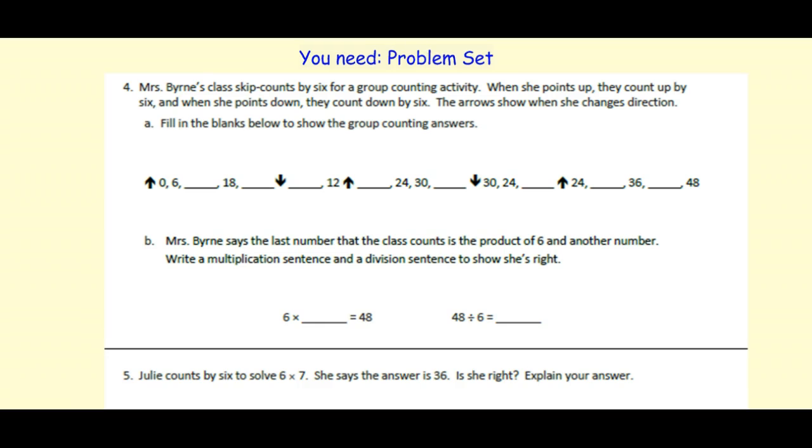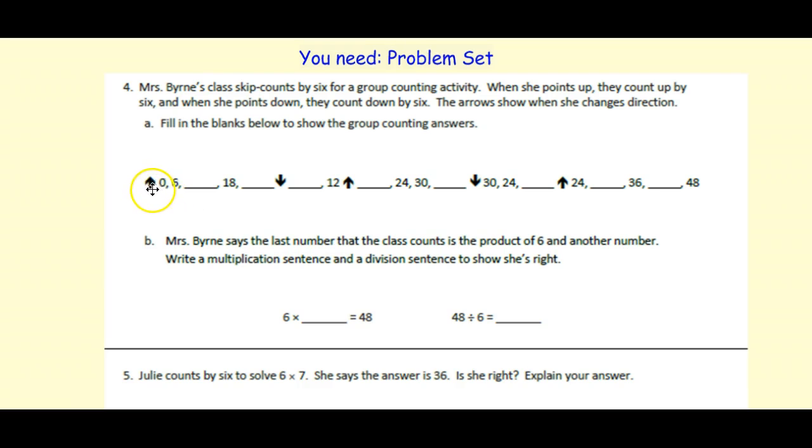Okay, moving on to the next part of the problem set. Number 4 says Miss Burns' class skip counts by 6 for a group counting activity. When she points up, they count up by 6, and when she points down, they count down by 6. The arrows show when she changes directions. So you need to fill in the blanks below to show the group counting answers. I'm going to do just a few of these with you, and then I'm going to let you fill in the rest of the blanks by yourself.